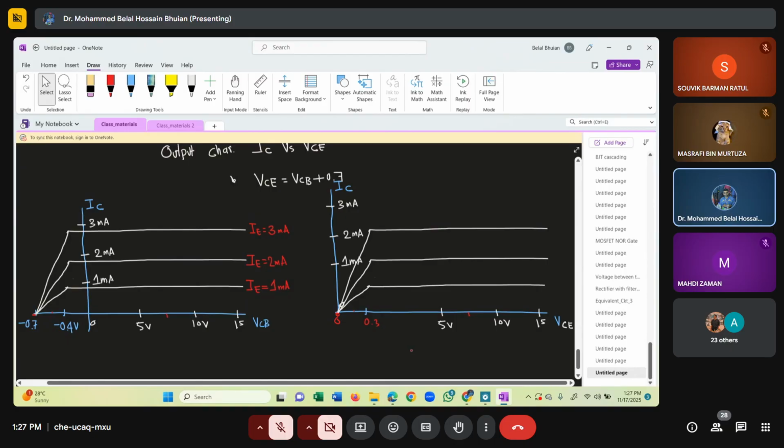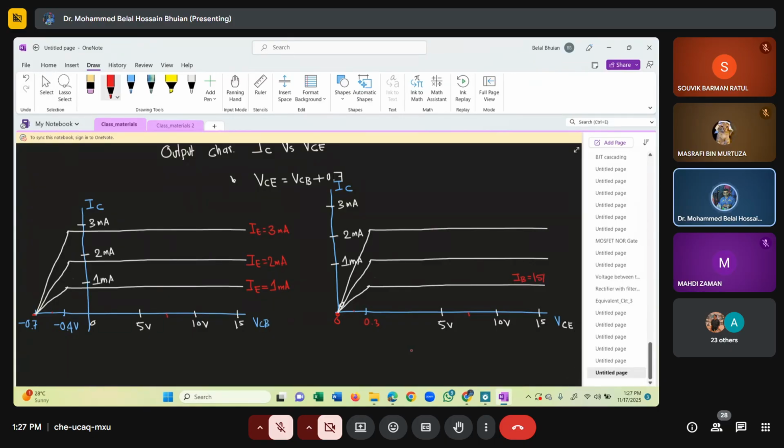And here it is for IB. Let's say IB is equal to 15 microampere, and that one IB is equal to 30 microampere, and for IB equal to 45 microampere, and so on. So that is how we can find out. Any point on the curve gives us the value of base current, the value of collector current, and the value of collector to emitter voltage. If we add the entire thing plus 0.7, we get this.